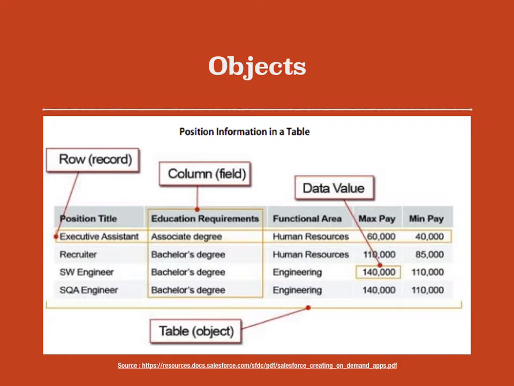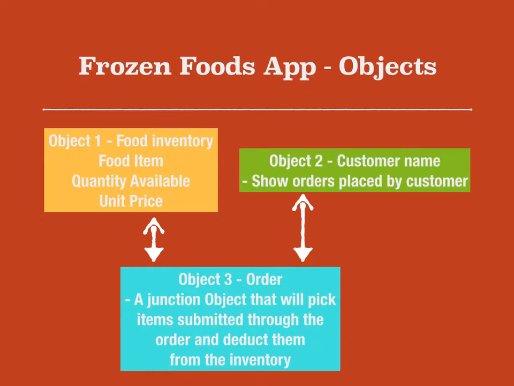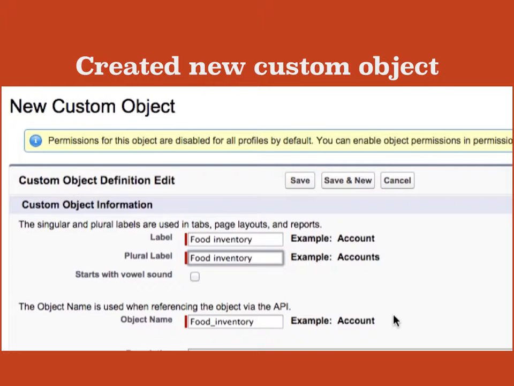Then we looked at an object. We looked at the structure of an object. We looked at what the components of an object are. Then we looked at the structure of our application. We are going to create 3 objects: an object called food inventory, an object called customer name, and an object called order. And we looked at how these objects are going to relate to each other. So we made the infrastructure for our application.